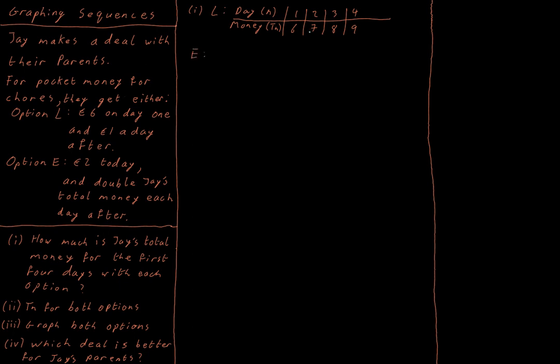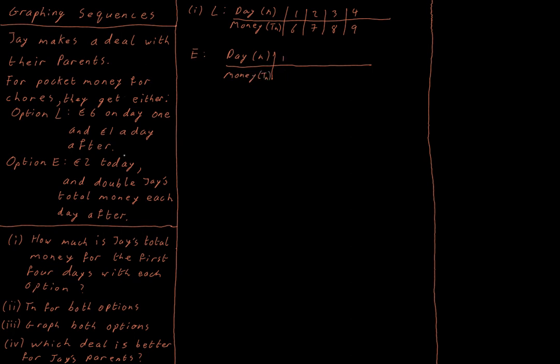We can just do this out as a list as we have before. It's just that when we're comparing things, it's often helpful to have it written out in a table, and drawing tables is a skill we need to have. So we'll put in our days, and that's our term number. And then our actual terms, we call TN. So what's the total amount of money that Jay has under this option on each day?